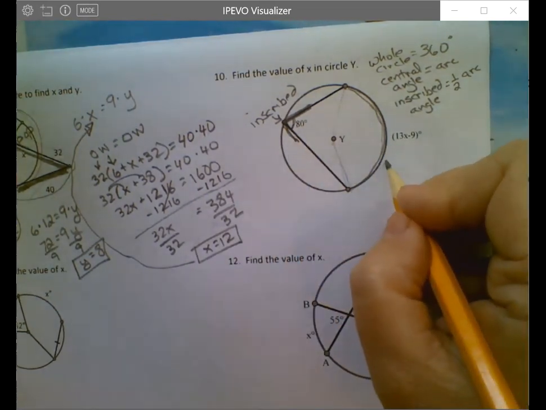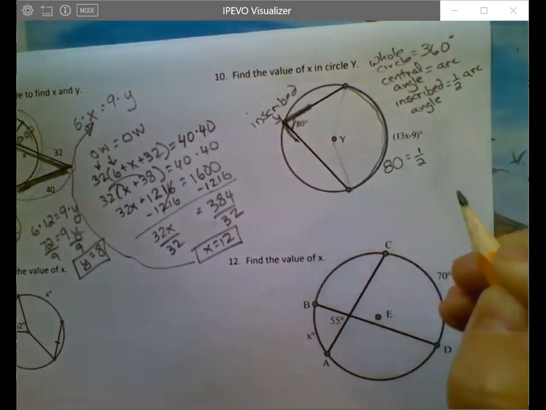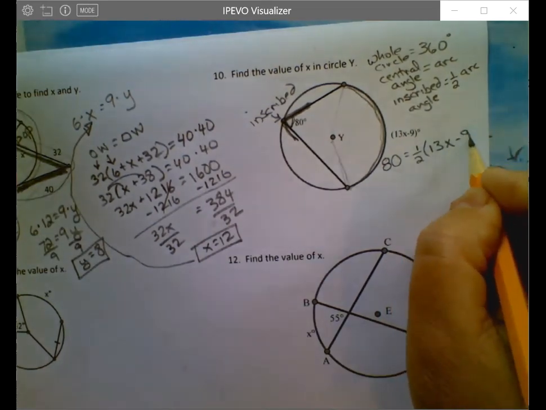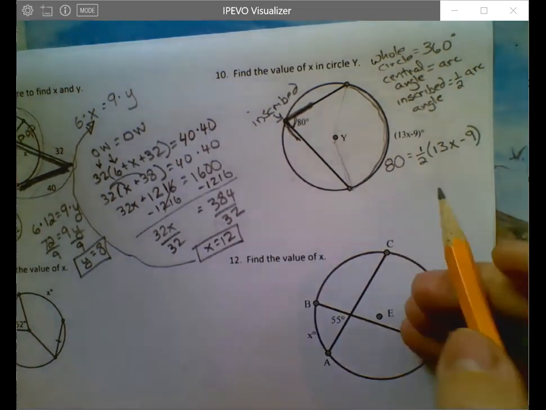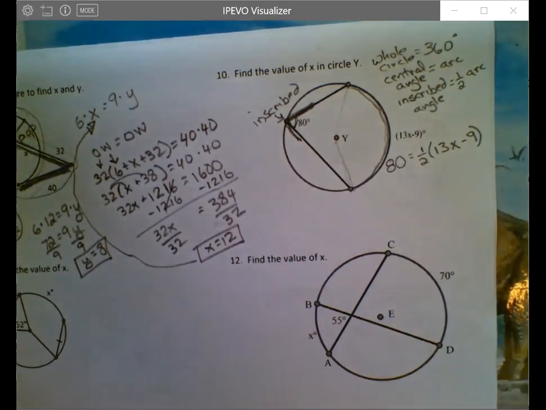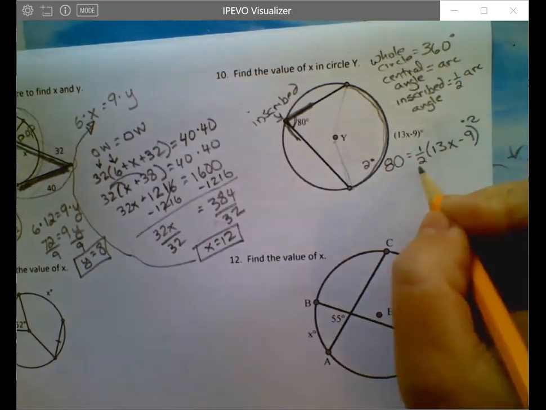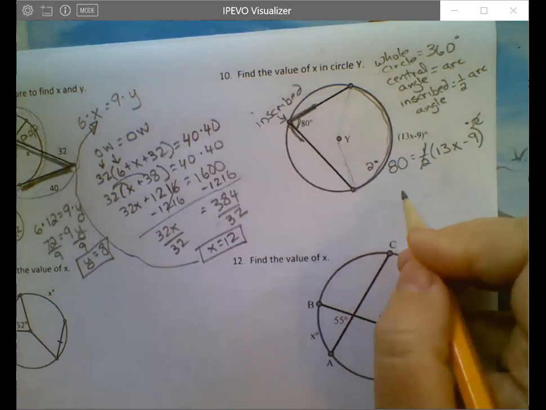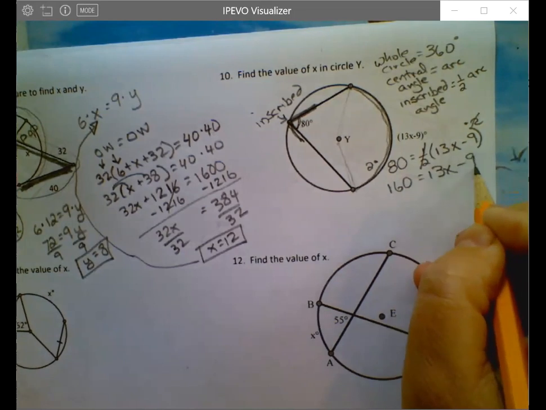So we're just going to write that as an equation. Inscribed angle is 80. That's equal to 1/2 of the arc. Generally, whenever you have one of these equations, there are a lot of them in this unit that have the 1/2. The easiest way to get rid of that is just multiply both sides of the equation by 2. So I'm going to multiply by 2 over here. I'm going to multiply by 2 over here. That 1/2 and the 2 will cancel. So I've got 2 times 80 is 160 equals 13x minus 9.